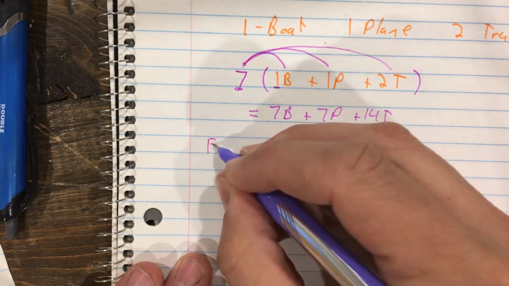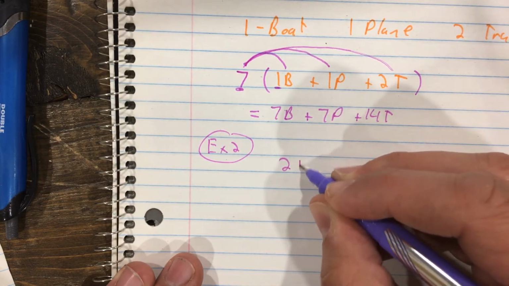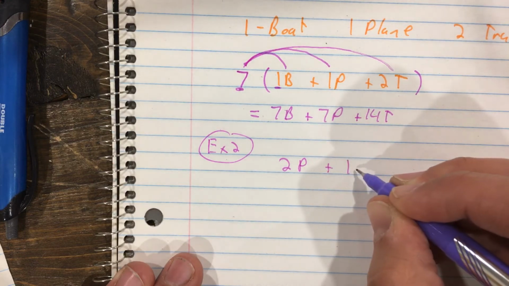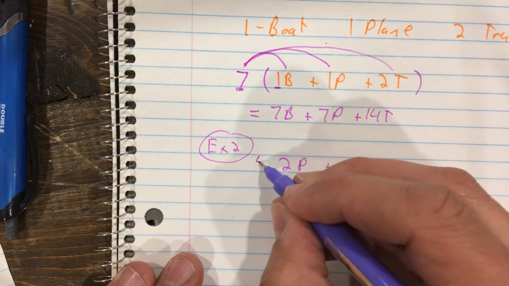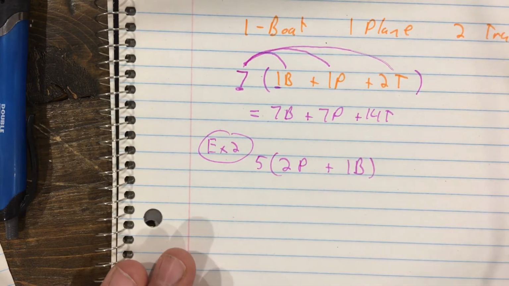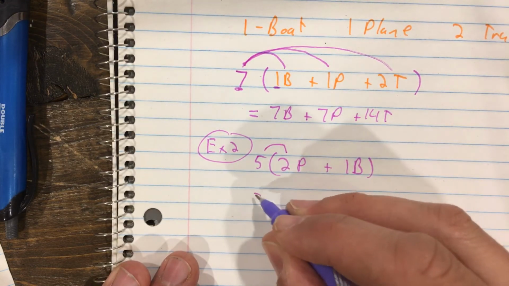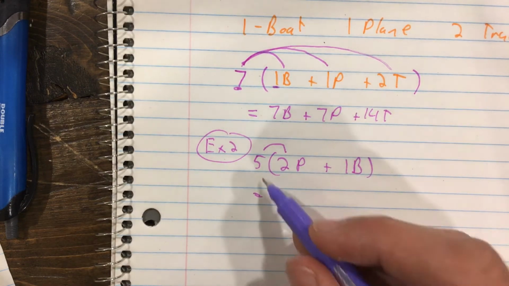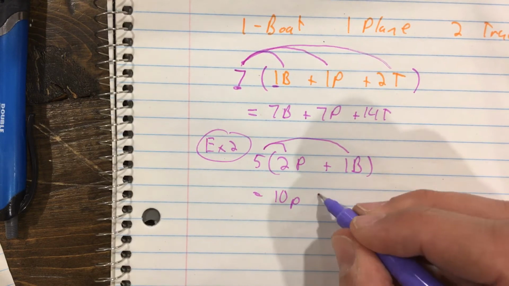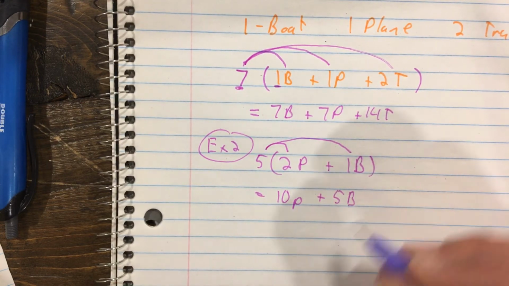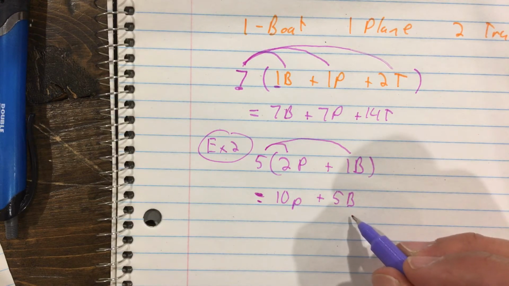So this package is going to look like, so let's put example 2. 2 paddles plus 1 bird. And remember, there was 5 in the store. So in order to find out the total that are in that store, we just multiply through. 5 gets multiplied by everything in the bracket. 5 times 2 is 10 paddles. And 5 times 1 is 5 birds. So in that store is 10 paddles and 5 birds.